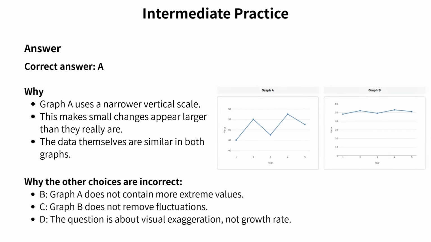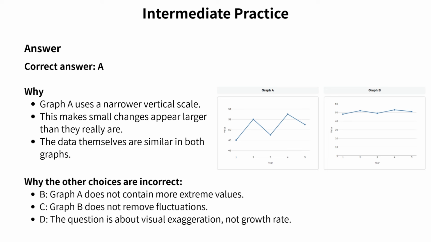Now let's go over the explanation for this intermediate level question. The correct answer is A. At first glance, graph A appears much more variable than graph B. The line rises and falls sharply, which can make the changes seem dramatic. However, the key issue here is not the data itself, but how the graph is scaled.